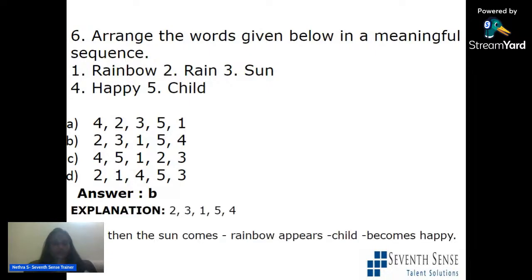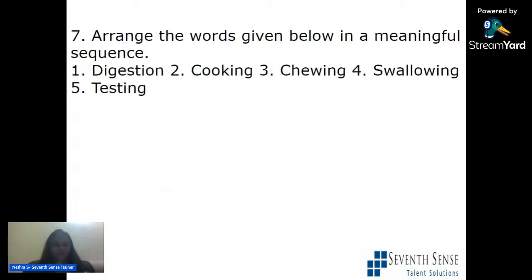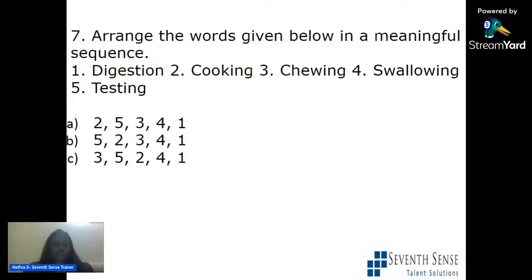So next question, seventh one. Arrange the words given below in meaningful sequence. So the first word here, digestion. Second word, cooking. Third word, chewing. Fourth one, swallowing. Fifth one, testing. So here are your options. So read the question and arrange it in a proper way.